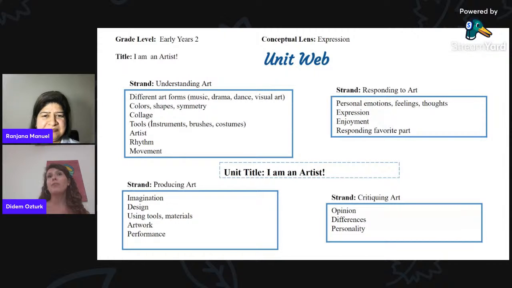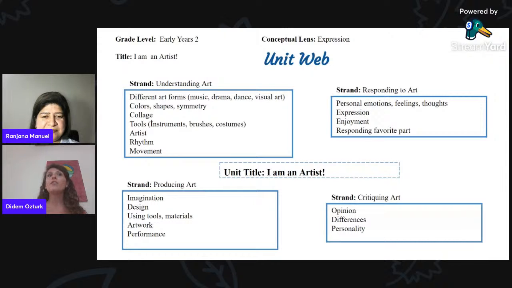We use unit webs in CBCI. CBCI means concept-based curriculum and instruction. And when we design an art unit, it's a process-based unit, we divide it into understanding art, responding to art, critiquing art, and producing art. All these concepts show us an understanding, responding, producing, or critiquing art. And this is kind of a mind map where you can add all your concepts.